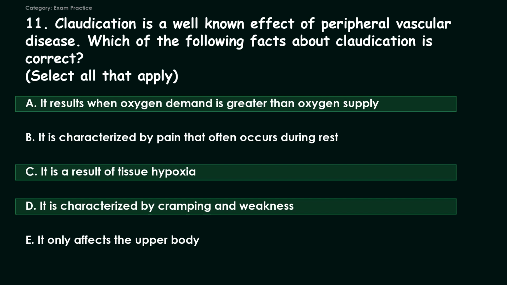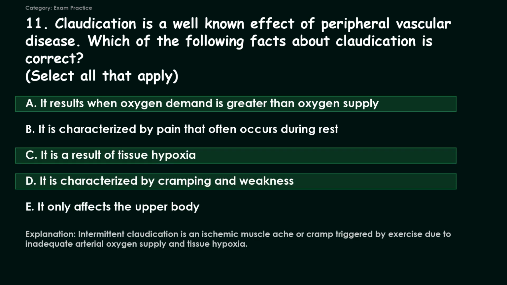The correct answers are options A, C, and D. It results when oxygen demand is greater than oxygen supply. It is a result of tissue hypoxia. It is characterized by cramping and weakness. Intermittent claudication is an ischemic muscle ache or cramp triggered by exercise due to inadequate arterial oxygen supply and tissue hypoxia.